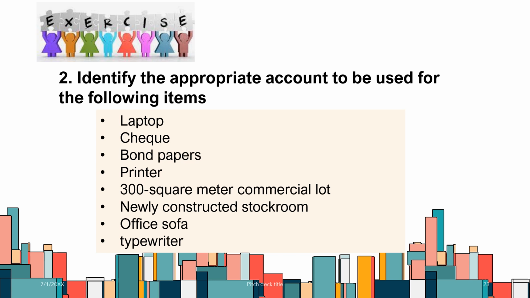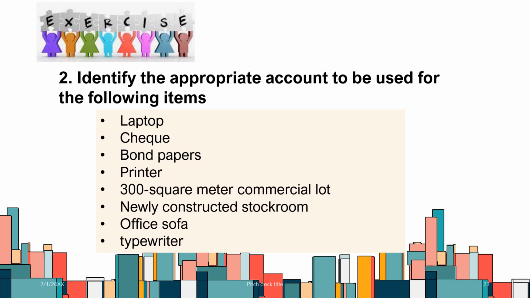Okay, so we have here laptop. How will you classify it? Normally we use a laptop for office purposes, and it's categorized as part of the equipment. The account title to be used is equipment or office equipment. How about check? This is very easy. We use the account title cash. Bond papers. You may use the account title prepaid supplies, supplies inventory, or even supplies expense.